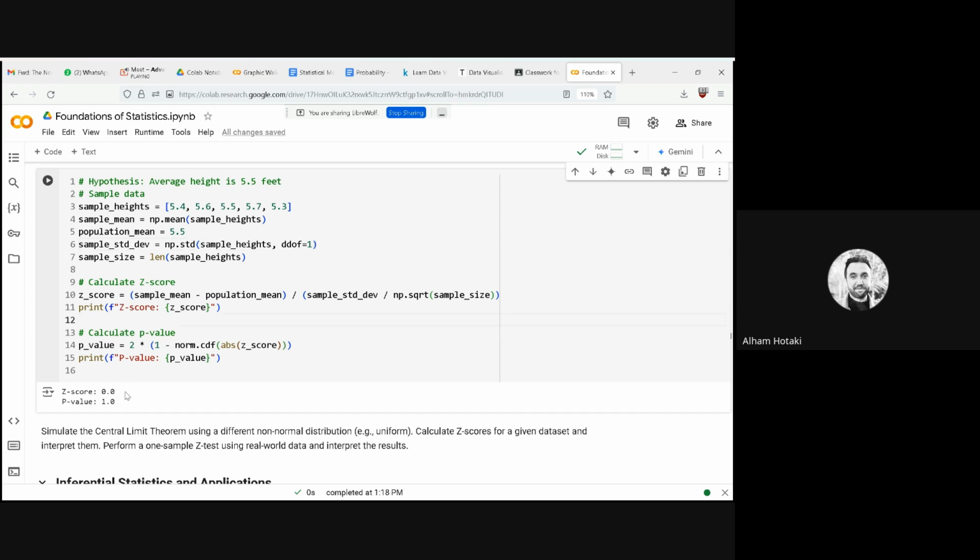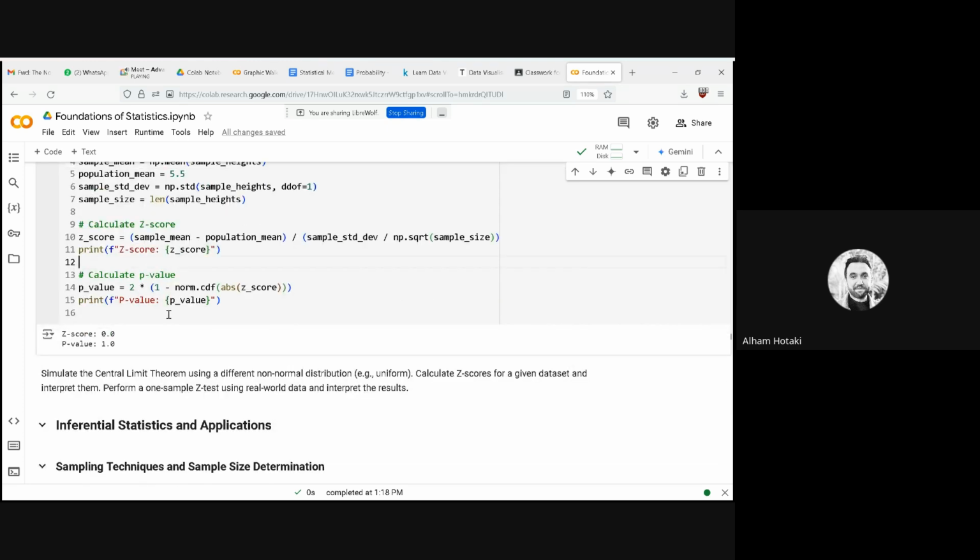And this is the z-score. The z-score is actually 0. And what does it mean? It means that the population height average and the sample height average are actually equal to each other. And what's the p-value? Let's calculate the p-value. It's 2 times (1 minus the normal distribution CDF of the absolute value of the z-score).